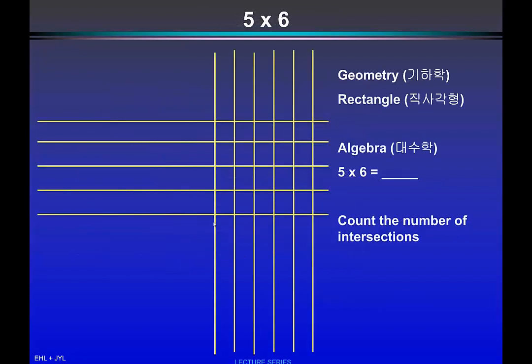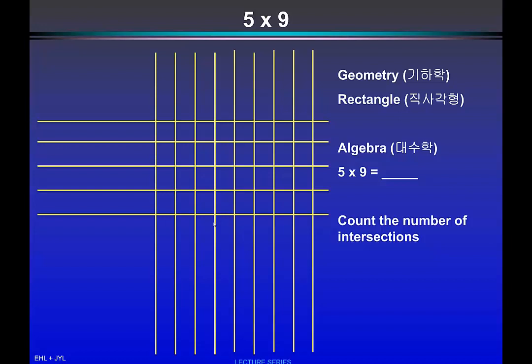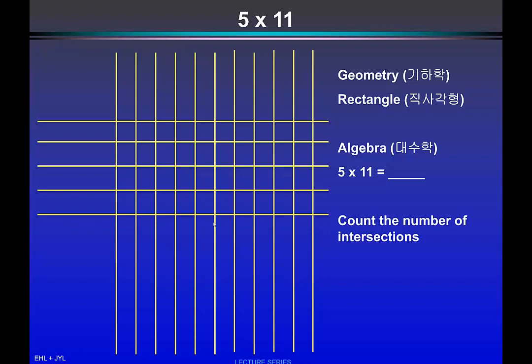5 times 6 is 30. 5 times 7 is 35. 5 times 8 is 40. 5 times 9 is 49. 5 times 10 is 50. 5 times 11 is 55. 5 times 12 is 60.